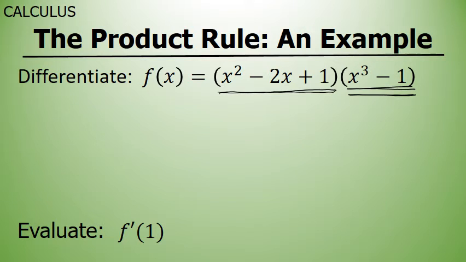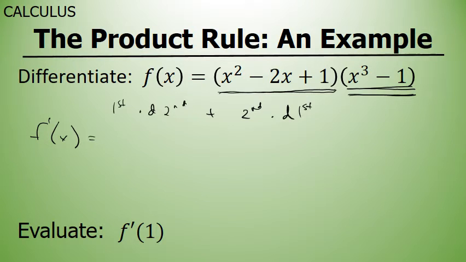The product rule is: the derivative of any function that is the product of two differentiable functions is the first factor unchanged times the derivative of the second factor plus the second factor unchanged times the derivative of the first factor.